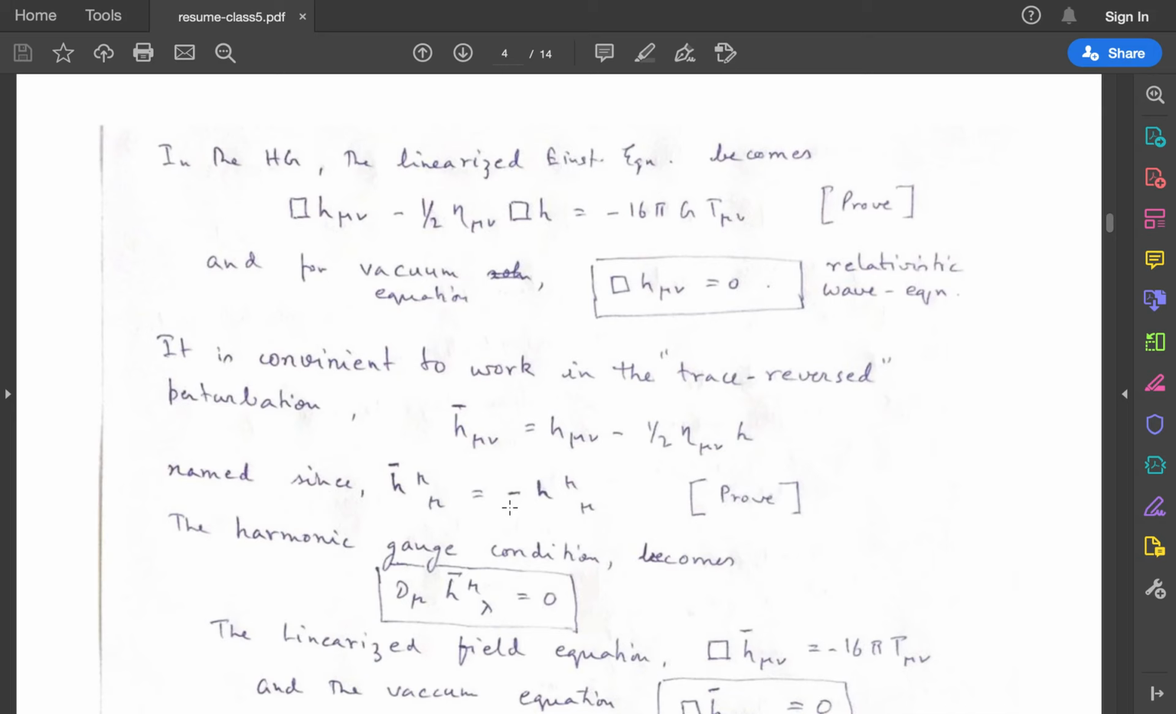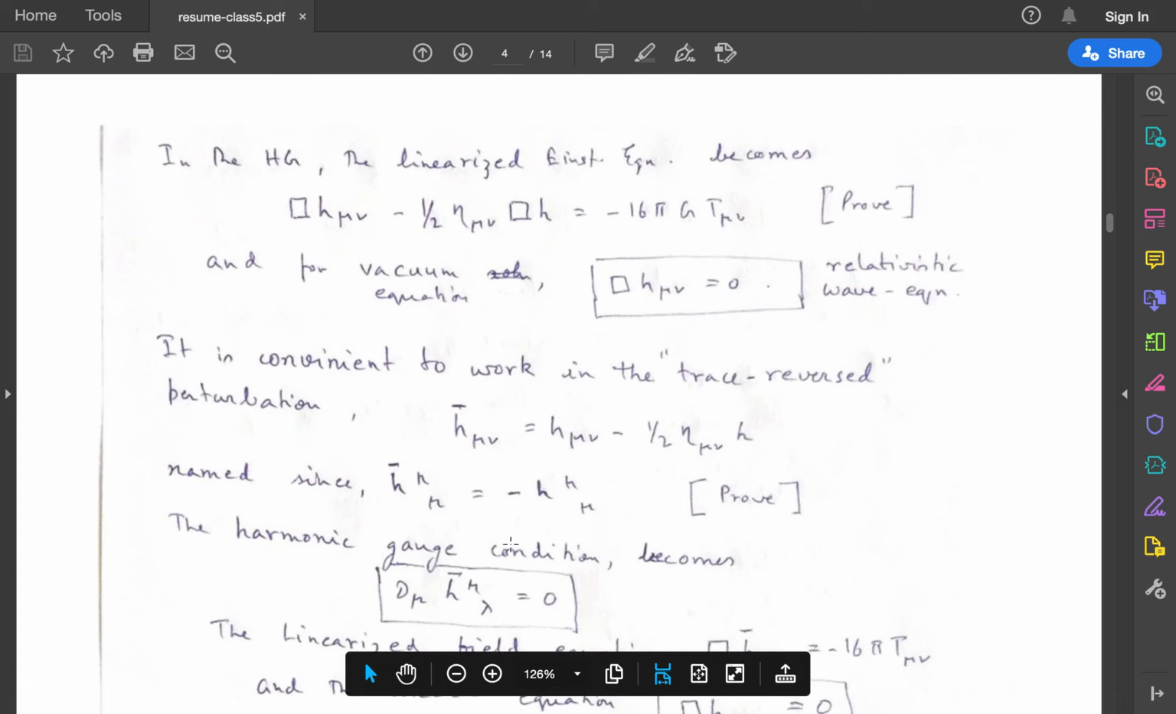So in the trace-reversed perturbation, you see that the harmonic gauge condition becomes much simpler.